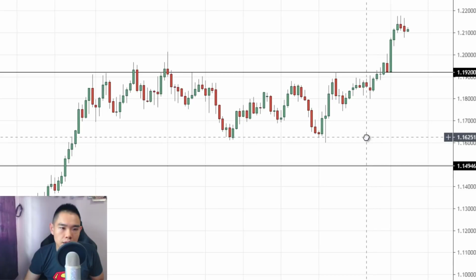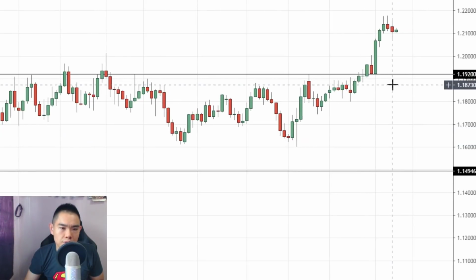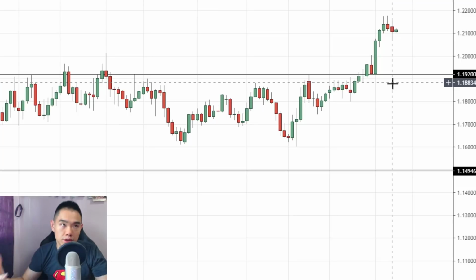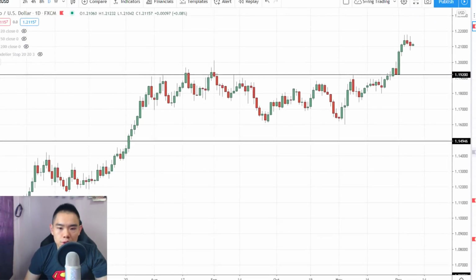Okay, so this is Euro Dollar. This is one pair that I would say is worth keeping a lookout for this coming week or the next few weeks. Moving on, next one.